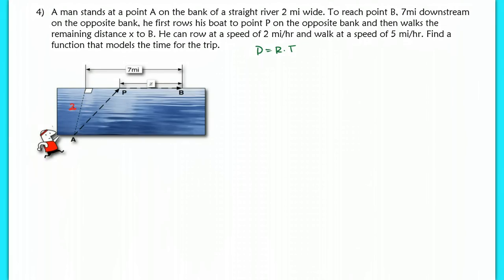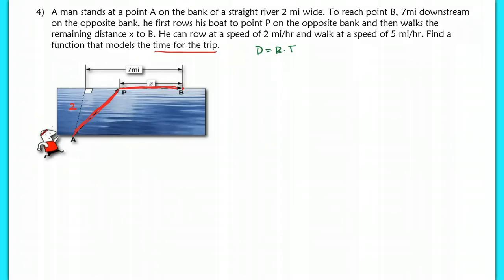It says to reach the point that he's trying to come downstream at, point B, he first rows his boat to point P. So he's going across the river, point B, and point P, and then he walks the remaining distance. So this is I guess the path that he travels, from A to P and then P to B. Based on his speed, we were supposed to find a function that models the amount of time it takes for this trip.